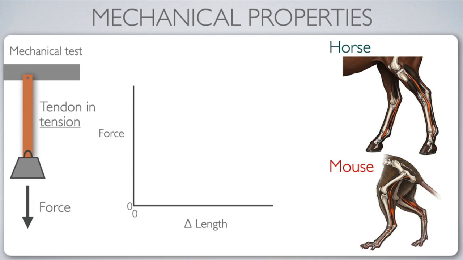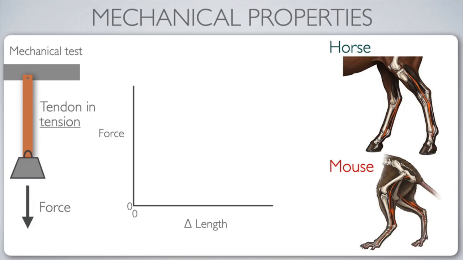And what we have here is a graph of those measurements. And note here that this is the change in length. So we don't start with a zero length, but we start at a zero change in length. So we take this piece of tissue, and its initial length at rest is shown here. And so the change in length is how much we're extending the tissue beyond that resting length.